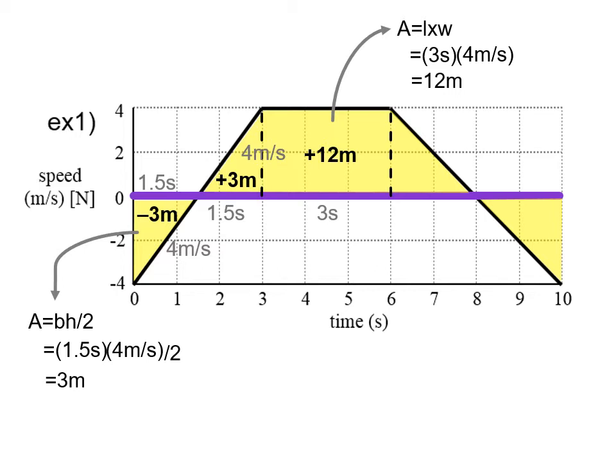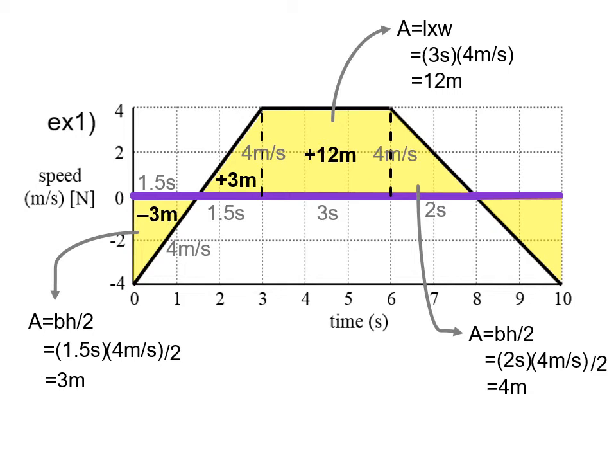Now we're looking at another triangle. And like we said, the formula for a triangle is area equals base times height divided by 2. The base this time is 2 seconds because it goes from 6 to 8 seconds. And the height is 4 meters per second because we go from 0 to 4 meters per second. So 2 multiplied by 4 divided by 2, that gives us 4 meters. And that would be positive 4 because this triangle is above 0.